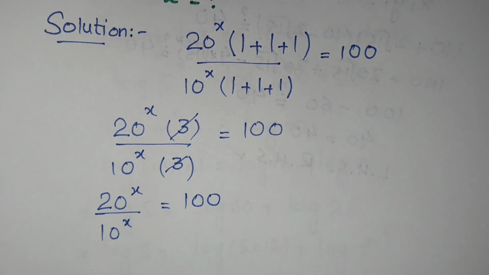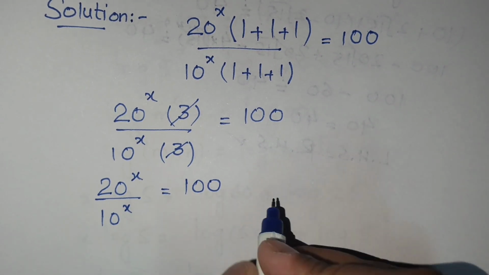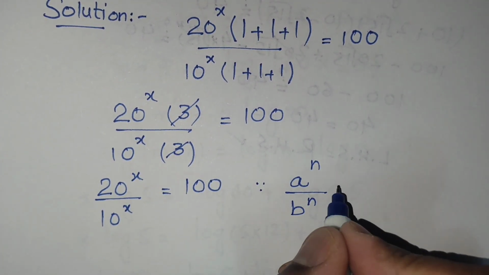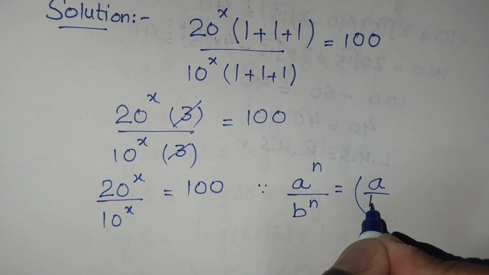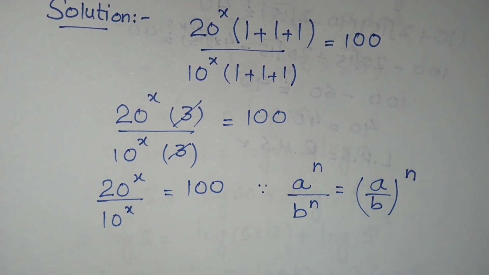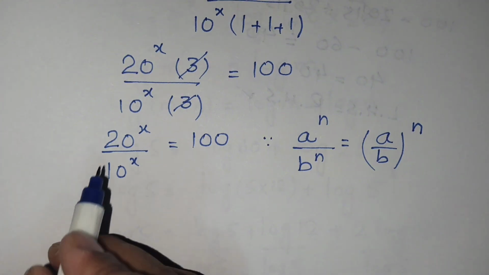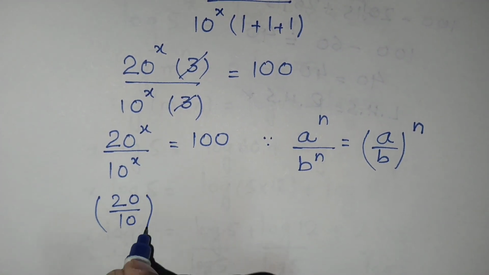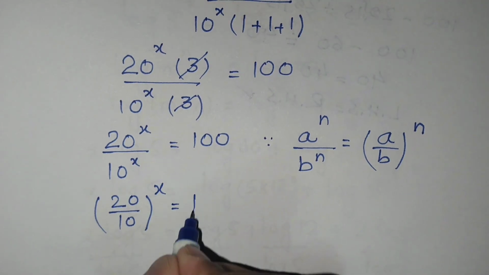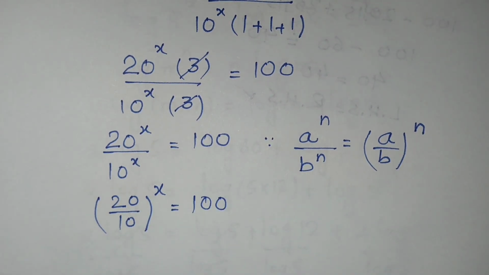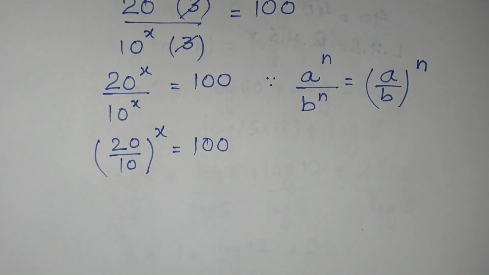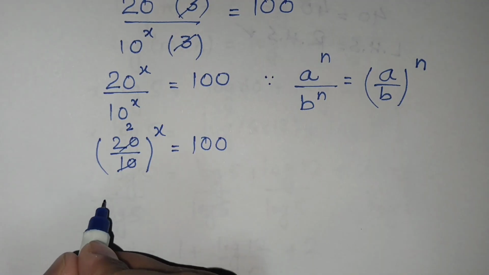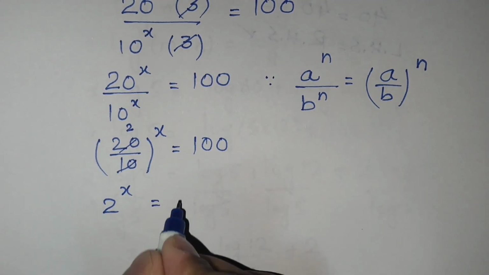Here we will use a formula, which is a^n over b^n equals (a over b) whole power n. Here we have 20^x over 10^x. We can write (20 over 10) whole power x equals 100. So 20 over 10 is 2. So 2^x equals 100.